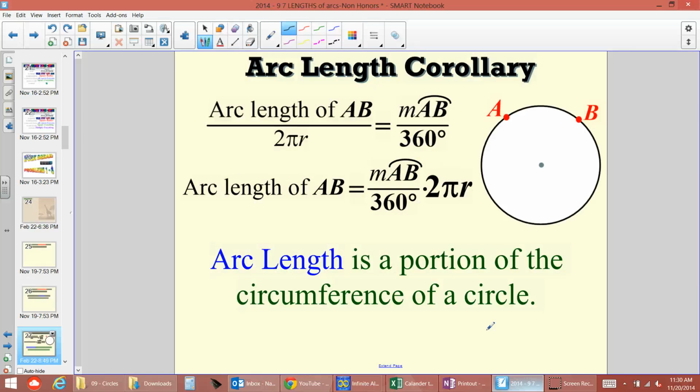So our formula for how to find the length of an arc, okay, we're looking for the length of arc AB, is right here. It's on your cheat sheet, okay?